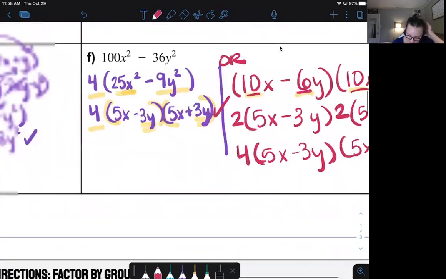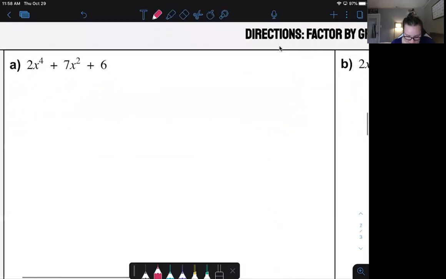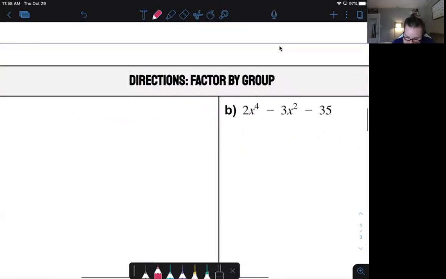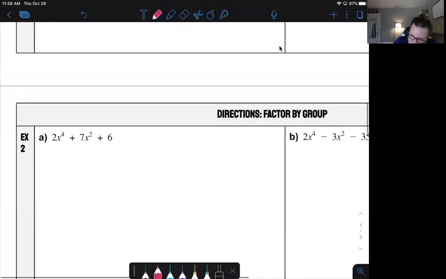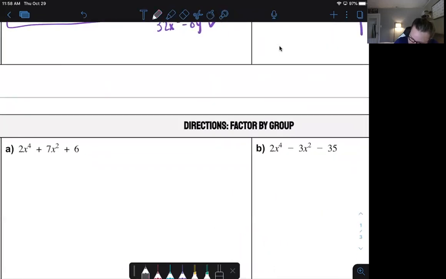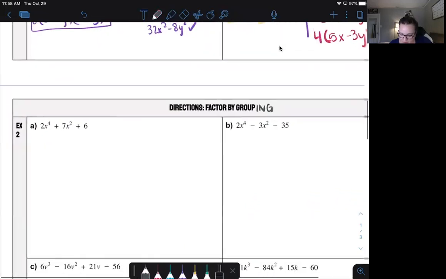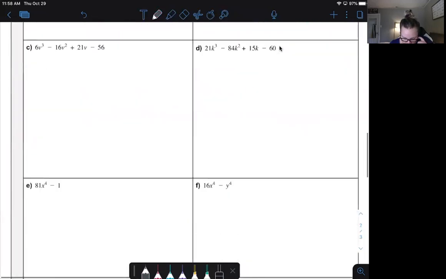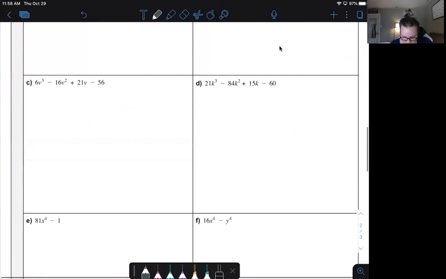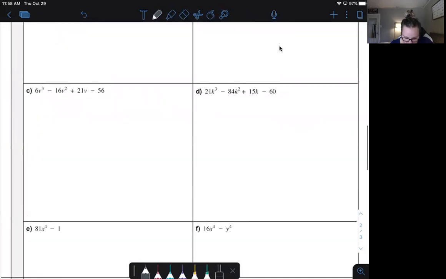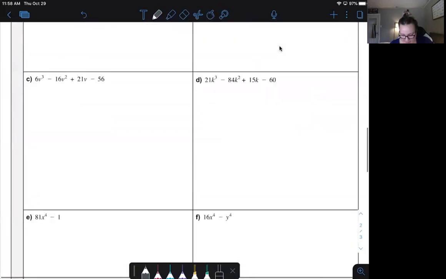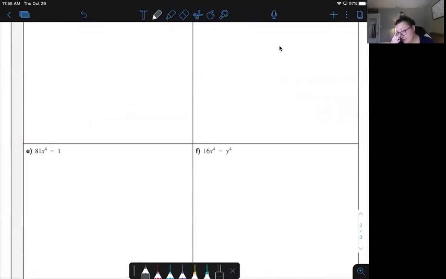All right. Go ahead and flip the page over. These directions should say factor by grouping. So these are just 6 examples to go through. A through D are all factor by grouping, and then part E and F are actually difference of squares again.